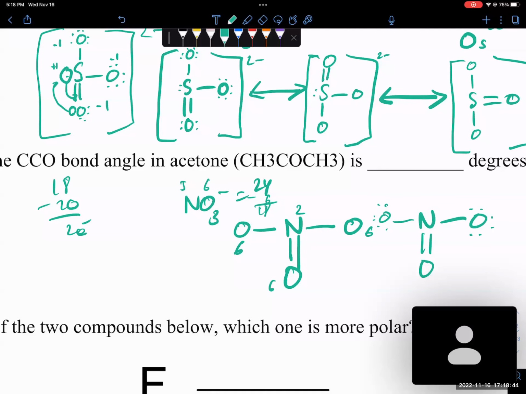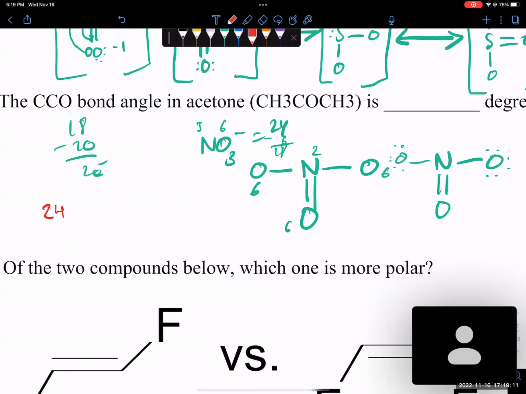So what does that mean? We're missing 2 electrons. What we first did was figure out how many valence electrons we have. So how many valence electrons are there? There's 6, 12, 18 plus the 5 from nitrogen, so 23, plus 1, there's 24. So we have 24 valence electrons.